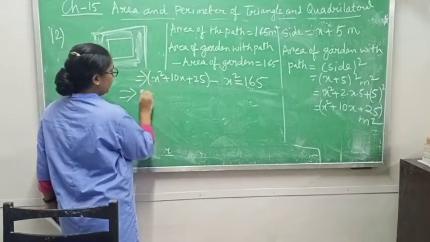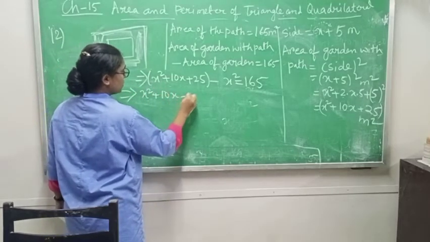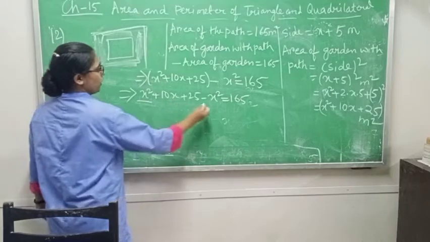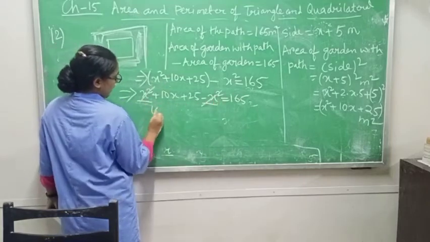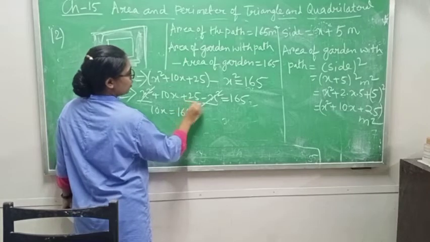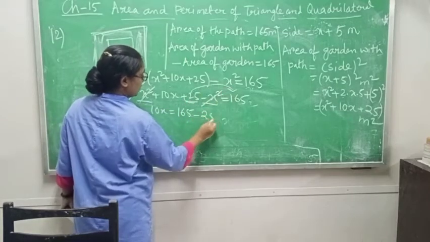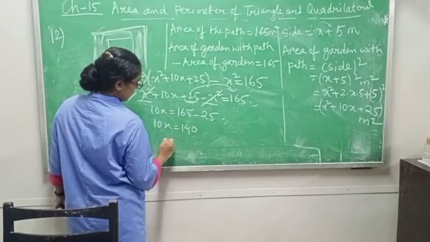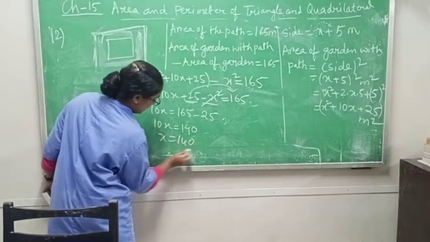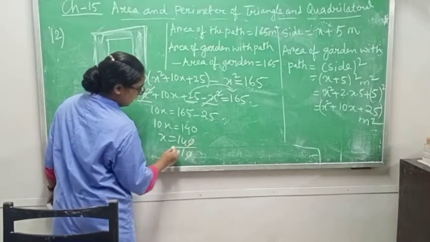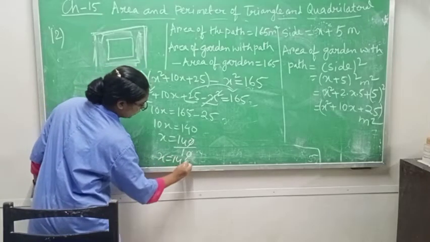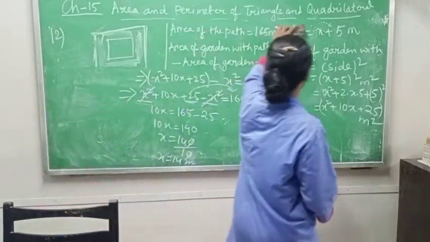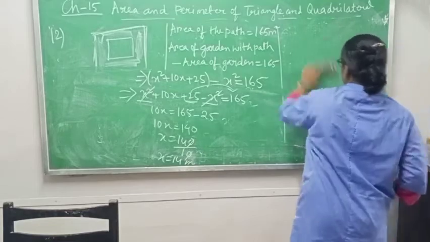Now this one. We will open the bracket: x square plus 10x plus 25 minus x square equals 165. Now you can see x square minus x square will cancel out. 10x equals 165, 25 will go that side, will become minus 25. It means 5 minus 5 is 0, 6 minus 2 is 4, 1. x equals 140 by 10. Now 0 and 0 will cancel. So x value you are getting is 14 meter. They are telling you to find the area of the garden. Okay. So area of the garden is x square.